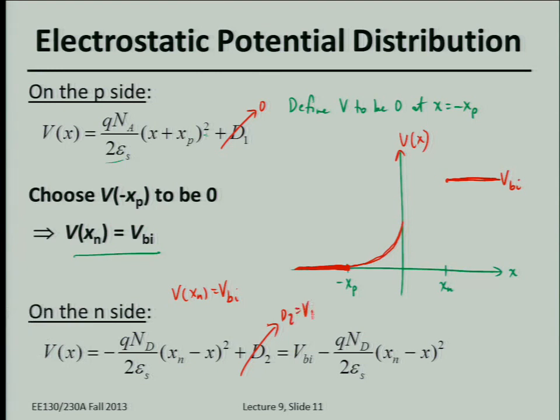D2 equals VBI. Very good. Okay, so Xue already mentioned this equation is a quadratic, but it's going to be concave downwards. Okay? So at the metallurgical junction, you have an inflection point, right? It changes from concave up to concave down at the metallurgical junction.